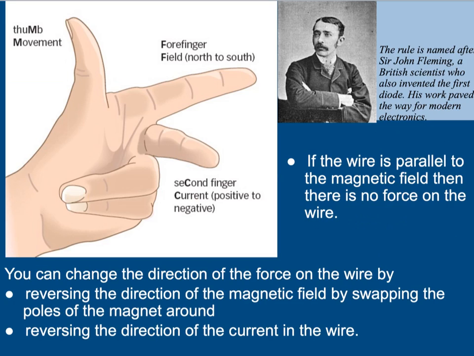The direction of the force acting on the wire can be predicted using Fleming's left-hand rule. If the forefinger points in the direction of the field and the second finger points in the direction of the current, then your thumb will show you which way the wire will move due to the force. If the wire is parallel to the magnetic field, then there is no net force on the wire. You can change the direction of the force on the wire by reversing the direction of the magnetic field or by swapping the poles of the magnet around. You can also reverse the current in the wire.